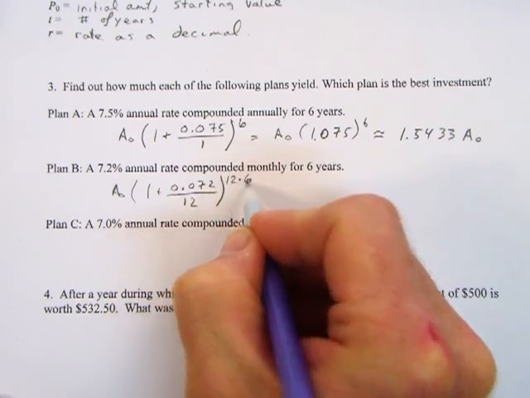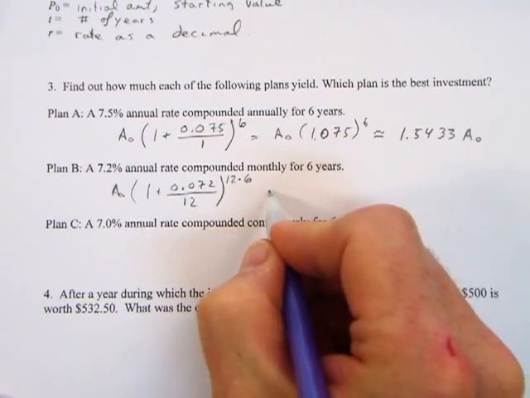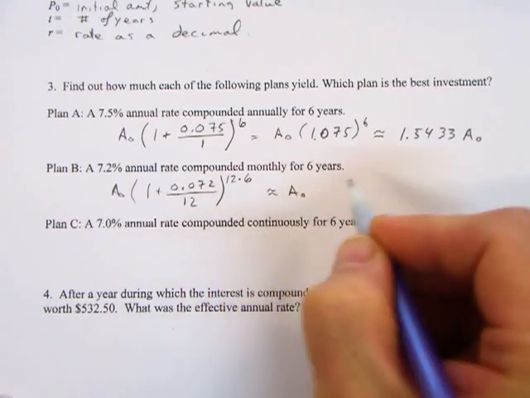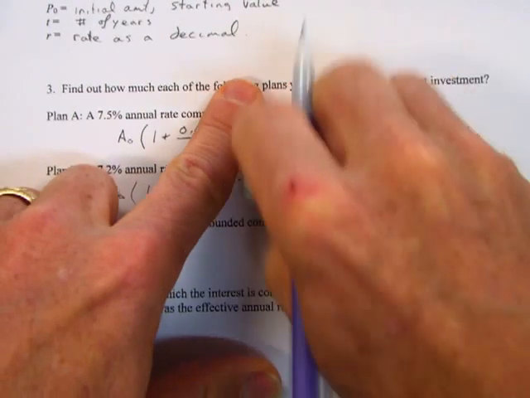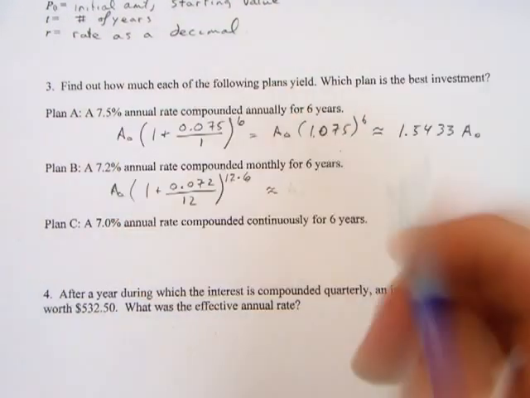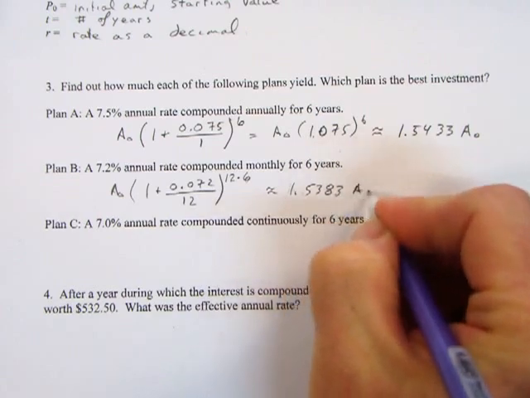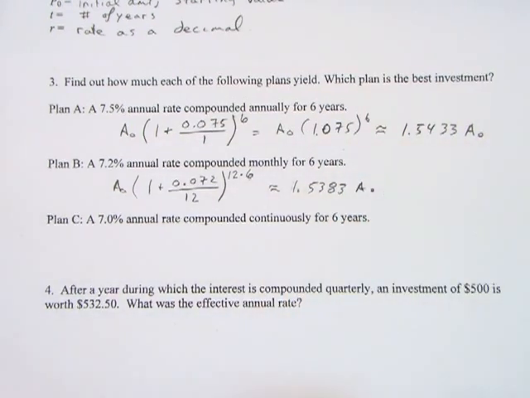Type that in on your calculator, and you'll get A sub 0 times, actually I'll just put the number in first, 1.5383 A sub 0. And we need to go out to 4 decimal places so we can really see what's going on here.